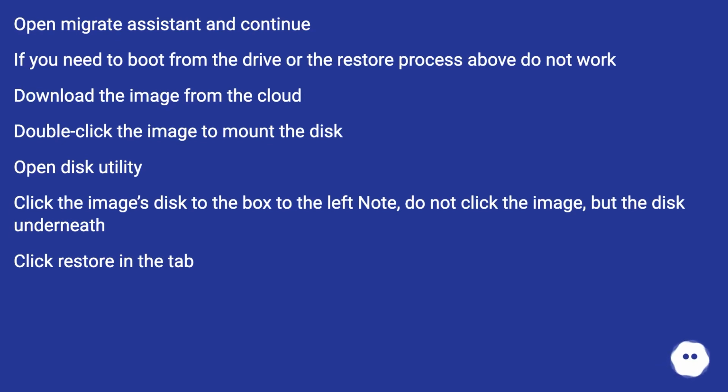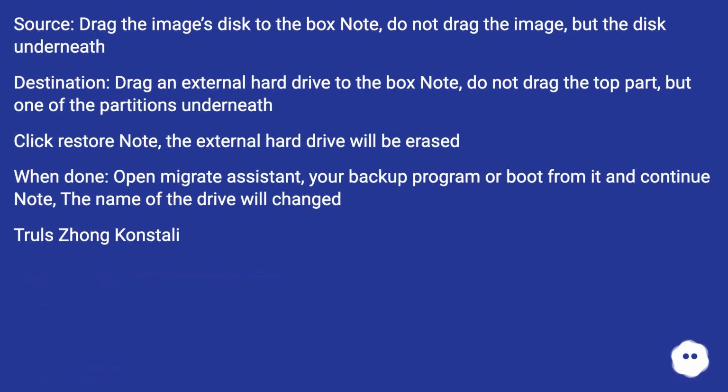Open Disk Utility. Click the image's disk in the box to the left. Note, do not click the image, but the disk underneath. Click Restore in the tab. Source: drag the image's disk to the box. Note, do not drag the image, but the disk underneath. Destination: drag an external hard drive to the box. Note, do not drag the top part, but one of the partitions underneath. Click Restore. Note, the external hard drive will be erased.